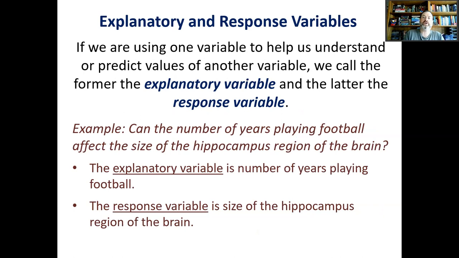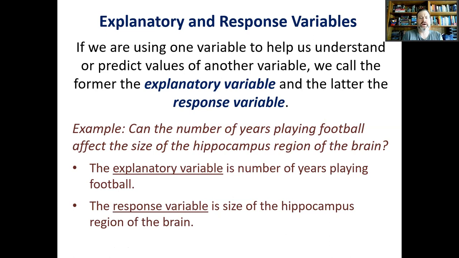Okay, there's another way that we can describe variables, and that is the idea of explanatory and response variables. So if we're using one variable to help us understand or predict values of another variable, we call the former the explanatory variable and the latter the response variable. So this is a very technical definition, right? Just make sure you know these vocab terms. This is very important.